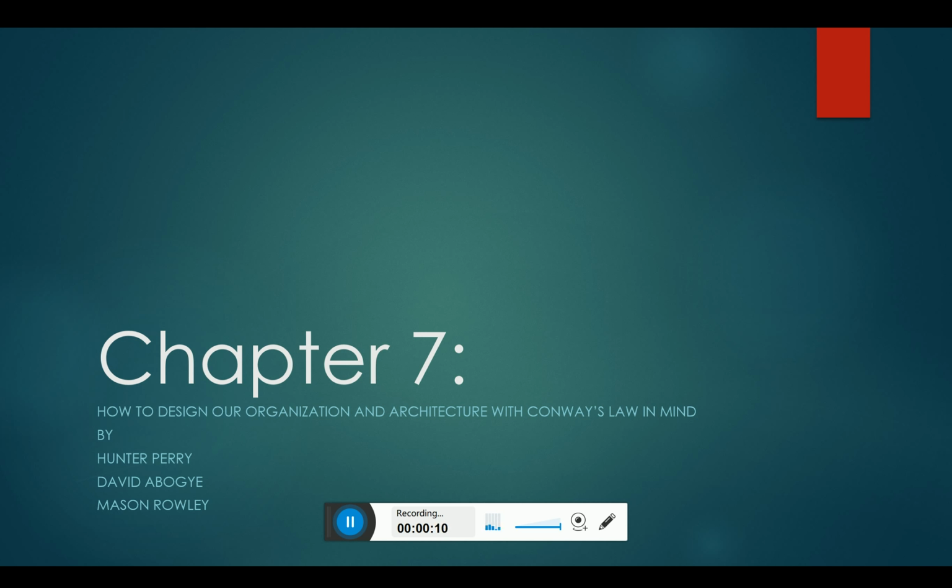Covering Chapter 7 this week, which is Designing Our Organization and Architecture with Conway's Law in mind. Conway's Law is basically an idea from some guy saying that the bigger a corporation is, the more limited they are, because the software they develop is limited to those specific people, and outside sources or newcomers would find it harder to understand.